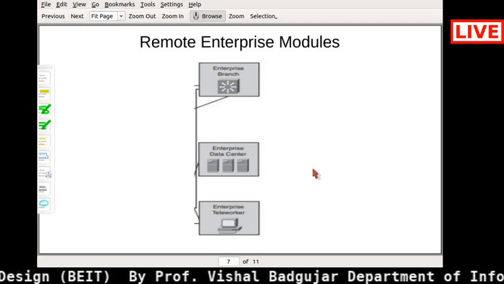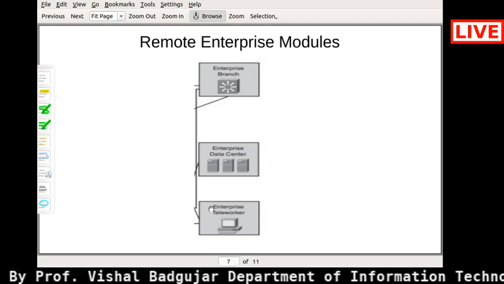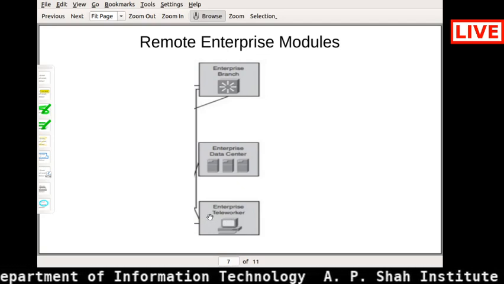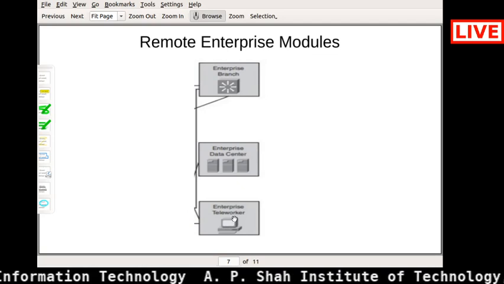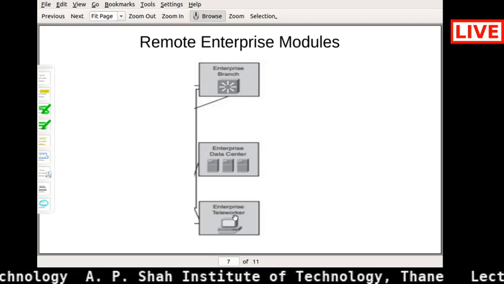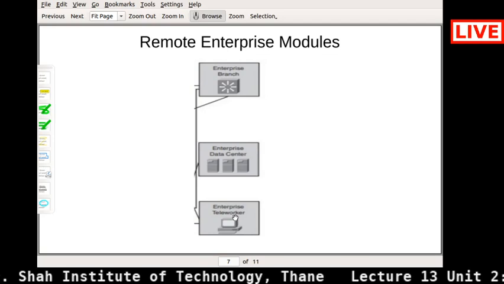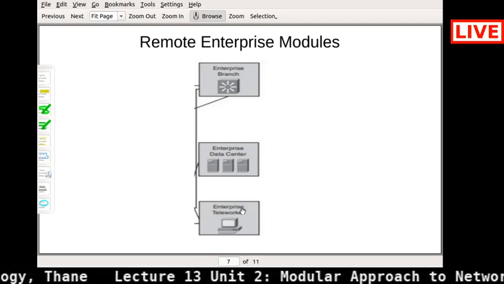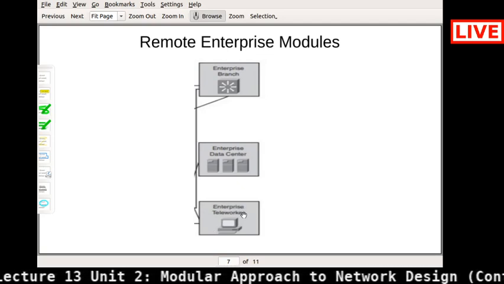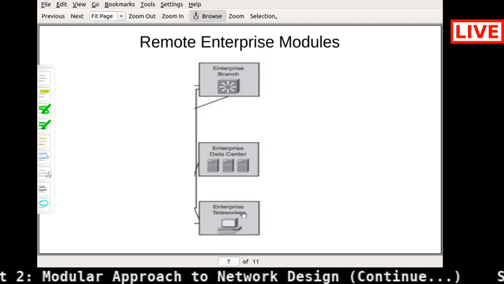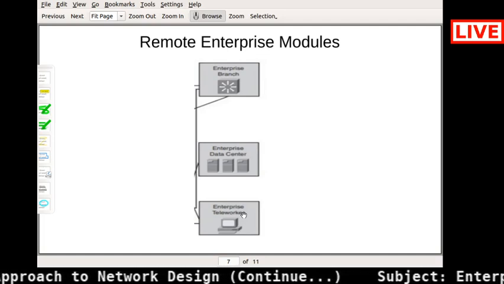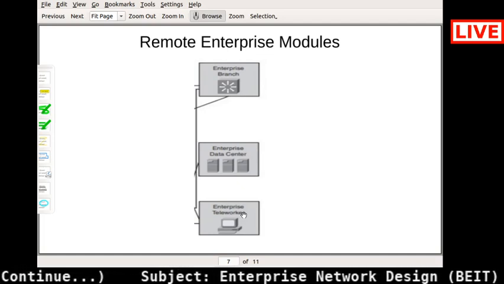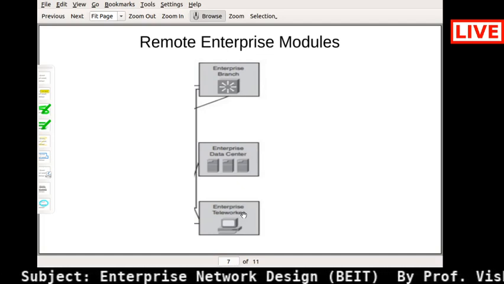Then the third module is nothing but your enterprise teleworker module, right? It provides for geographically different locations, right? For example, now we are working from home, right? Work from offices, work from hotels, right? Likewise, our network is not that secure, right? But if you are using such kinds of locations, your connection must be highly secure, right?